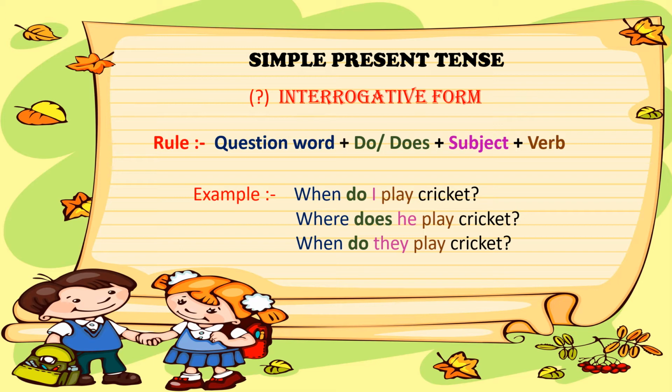Similarly, let's look at the other examples. Where does he play cricket? And when do they play cricket? So we have added do and does plus the subject to form the sentence in an interrogative form.